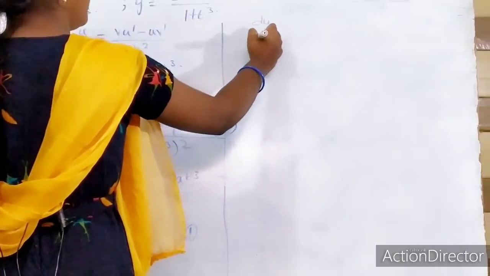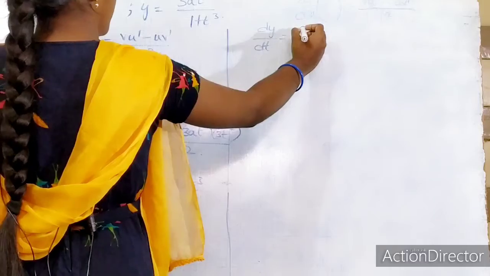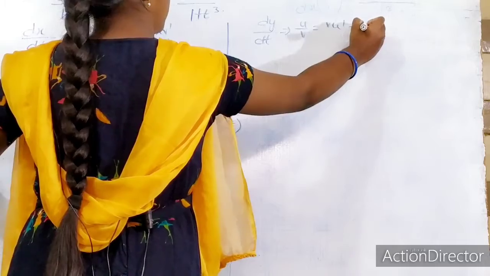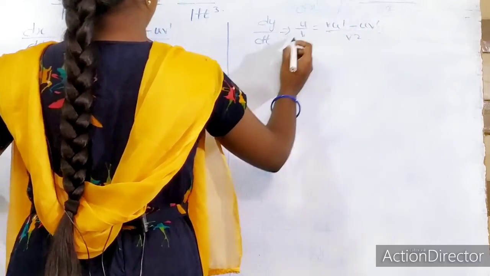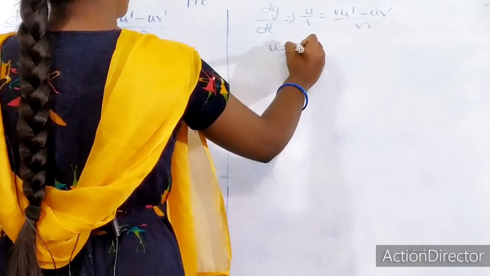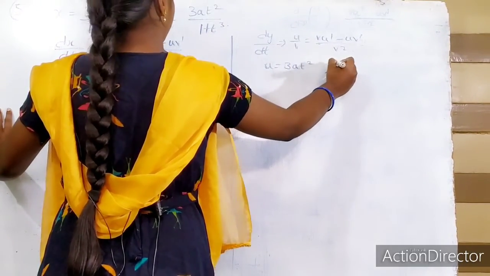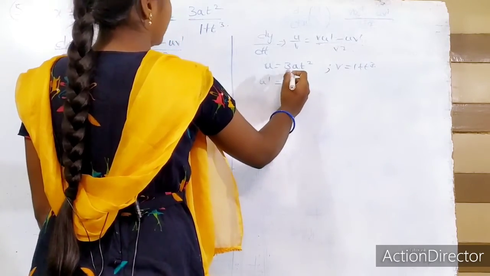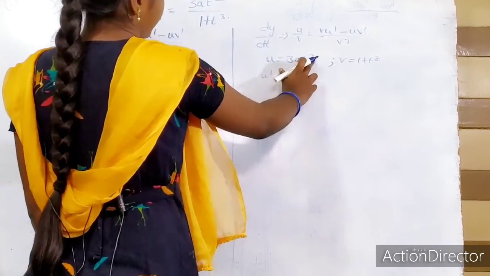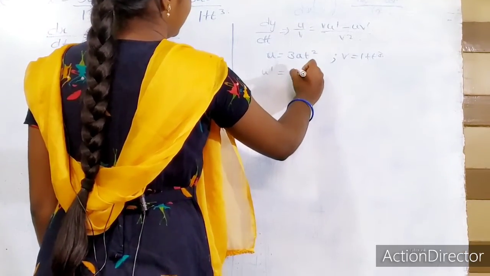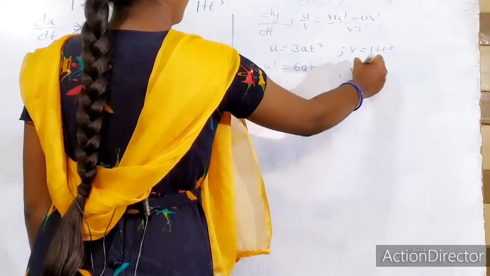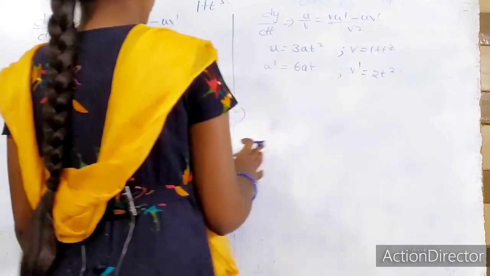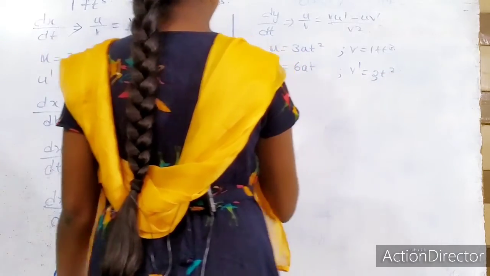So dy by dt is of the form u by v, that is (v u dash minus u v dash) divided by v square. Here u is equal to 3at square and v is equal to 1 plus t cube. We will find u dash, that is the derivative of t square, 2t, so 6at. v dash is the derivative of a constant, 0, plus 3t square.